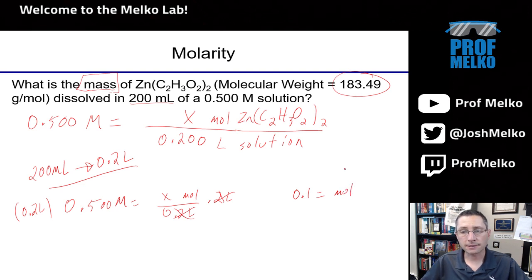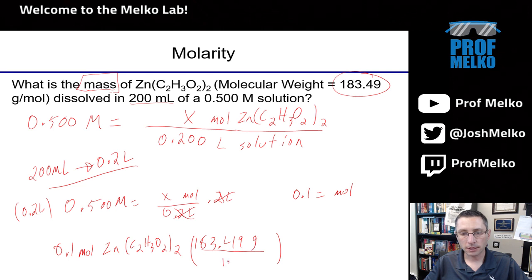And now I need the mass. Well, that's easy. 0.1 moles of zinc acetate. If I want moles to grams, I use the molar mass, and I'm given the molar mass in the problem, free of charge, 183.49 grams in 1 mole. My moles will cancel, and so I should get here 18.3 grams of zinc acetate. And that should be my final answer for this problem.